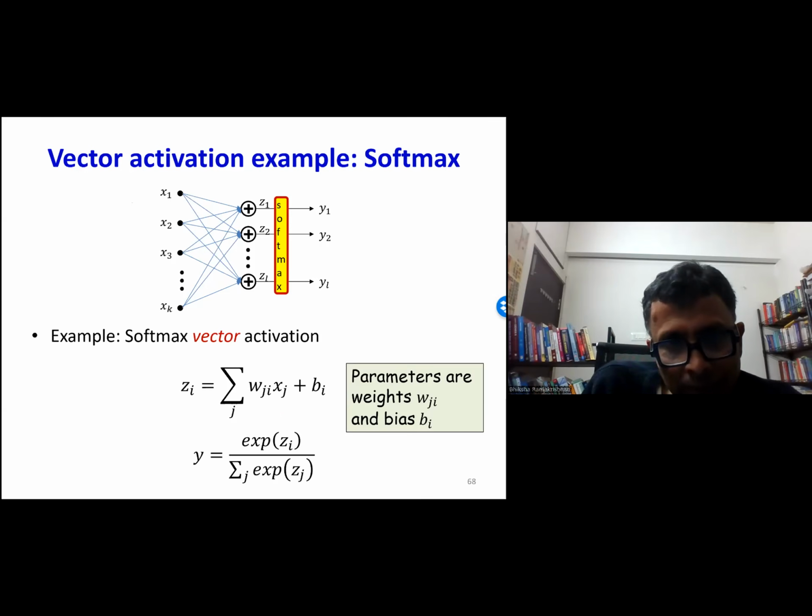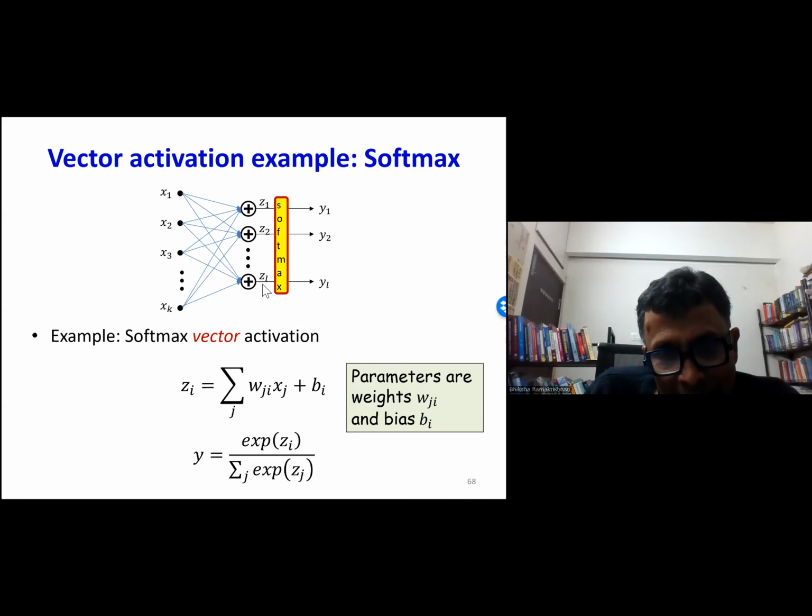Here's a very simple example, right? This is something that you use everywhere. It's called a softmax activation. So the softmax activation receives many inputs, and it computes a bunch of different affine values. And then it computes one output for each affine value. But the way it computes the output is that the ith output is e raised to zi divided by the sum of e raised to zi over all zi. So every one of these affine values is exponentiated, but then they are normalized so that they all sum to 1.